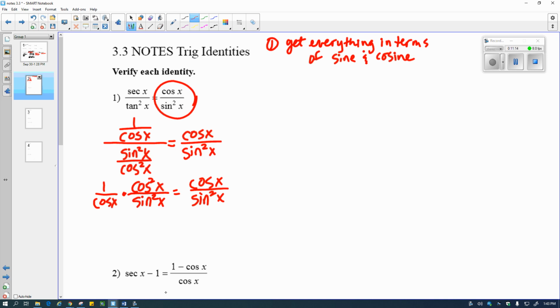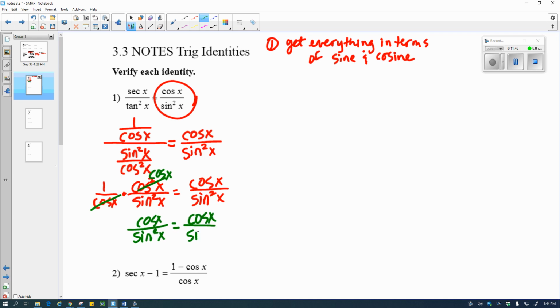They don't look exactly the same yet, but I do notice that I have a cosine on the top and on the bottom. I actually have 2 on the top and 1 on the bottom, because remember, this is cosine squared x. That means cosine x times cosine x. So if I take a cosine x out of both of those, I'm going to change my color so I can write that. Cancel a cosine x. That leaves me with 1 cosine x on the top. So I'll write that as cosine x. I didn't touch the bottom, over sine squared x equals cosine x.